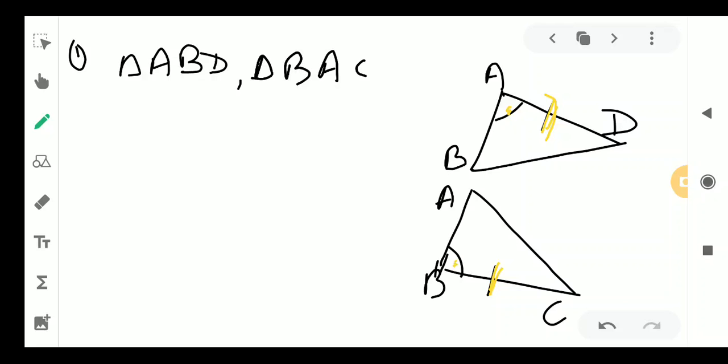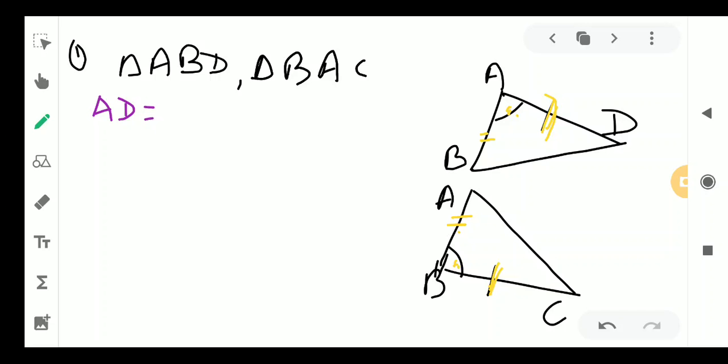Then we can see in both the triangles this AB is common. So we can see two sides and the angle between them in two triangles are equal. So we can use here the criteria side angle side. So these two triangles will become equal by side angle side. So we can write here in this way.